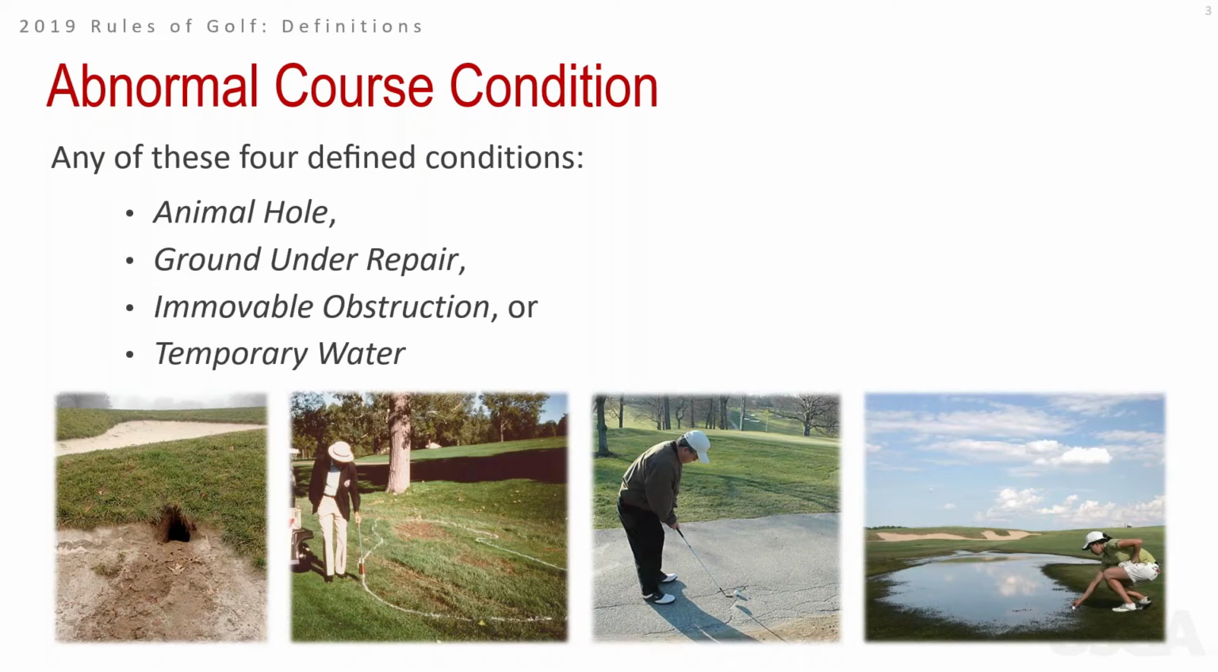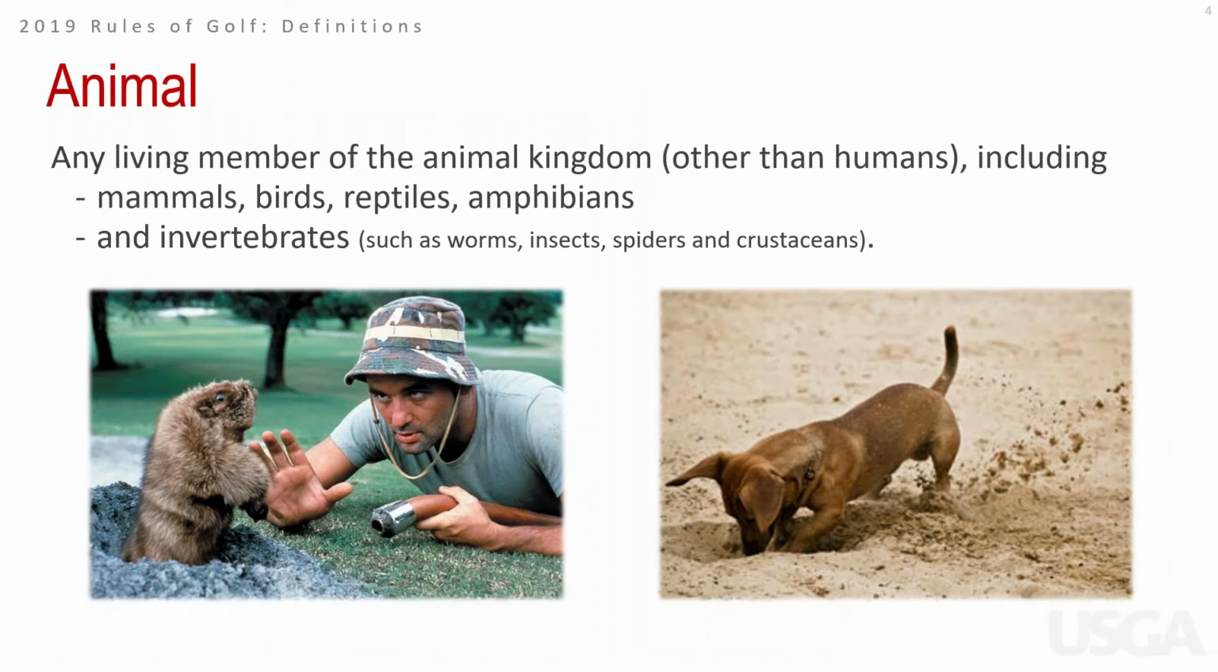But to better understand the first defined condition there, an animal hole, we kind of have to know what an animal is under the rules of golf. So an animal is any living member of the animal kingdom other than humans, including mammals, birds, reptiles, and amphibians, and any invertebrates. This such includes worms, insects, spiders, and crustaceans. So, despite that being from Caddyshack right there on the bottom left of your screen, insinuating that a groundhog is a living member of the animal kingdom, we would get relief from his animal hole, as we'll discover in this next slide.